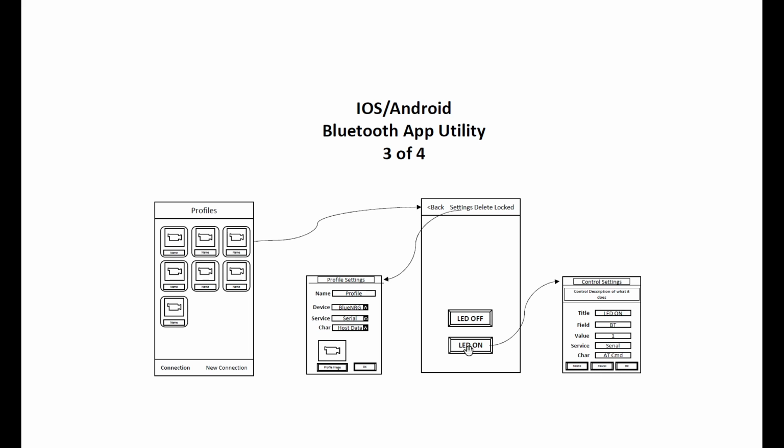In this instance, this button has a title, LED on, and you can see that I'm setting the title here. It has a field BT and a value of 1, and is attached to service serial and to the characteristic AT command. So what this would be saying, based on this design, is that I can change the title of the button here, and if I click it, it'll send to the Bluetooth device on this service, to this characteristic, a string saying BT1. So that would be going back to your Bluetooth device, right?